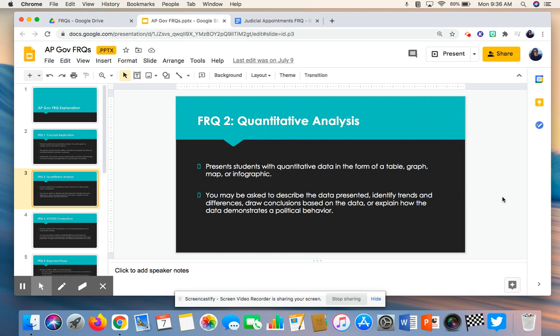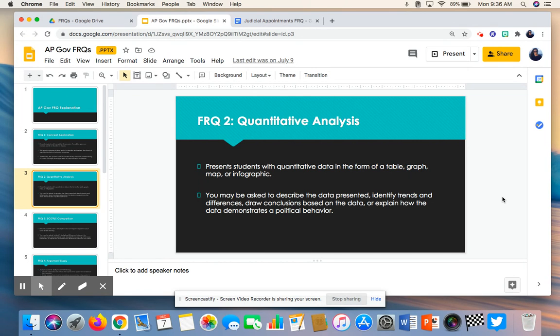For this unit's FRQ, you are going to be given a quantitative analysis FRQ. So we haven't done one of these yet. Most students find this to be the easiest type of FRQ that you're going to see on the AP exam.